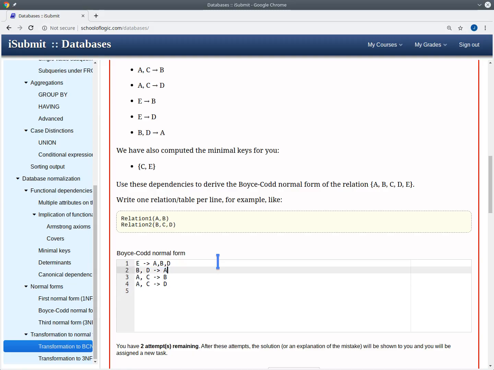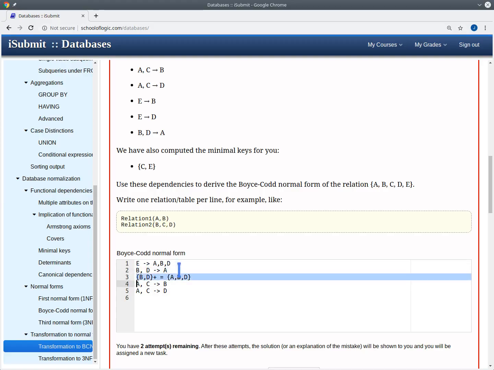We have BD uniquely determines A. Let's maximize the right-hand side, so let's see what we get from the cover of BD. We get A, we get B, we get D, and what else do we get? ABD, this is not applicable. AC, these dependencies are not applicable, so we only get ABD, and we only write A on the right-hand side because B and D are already on the left. Okay, so this is already maximal.